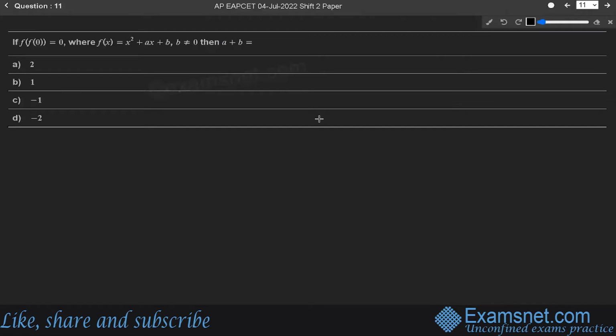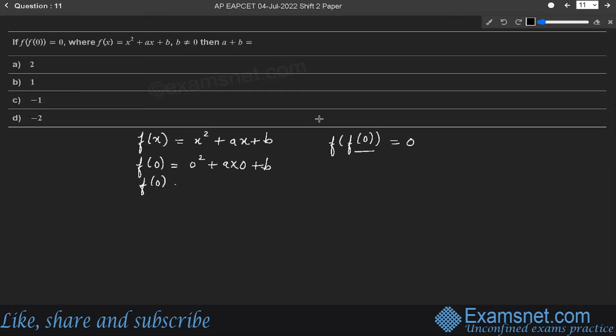Next question is, if f of 0 is equal to 0, where f of x is equal to x square plus ax plus b and b is not equal to 0, then a plus b is equal to. It is given that f of 0 is equal to 0. So first let us find f of 0. f of 0 will be equal to 0 square plus a into 0 plus b. So f of 0 will be equal to b. On putting the value here, f of b will be equal to 0.